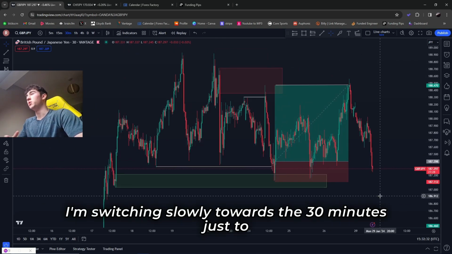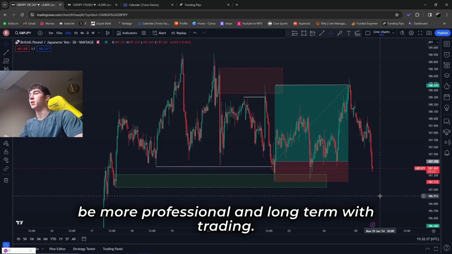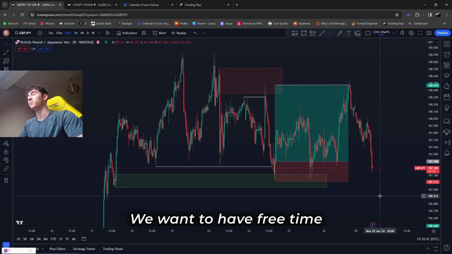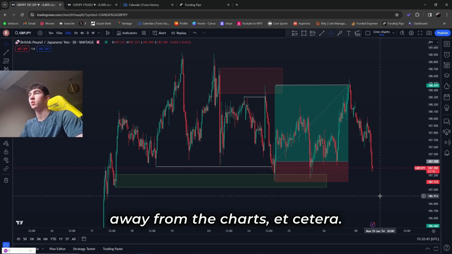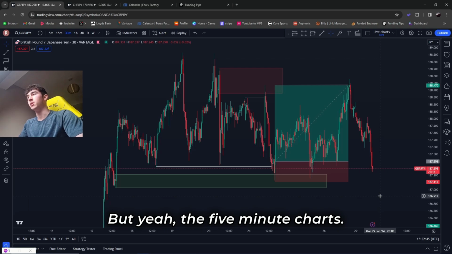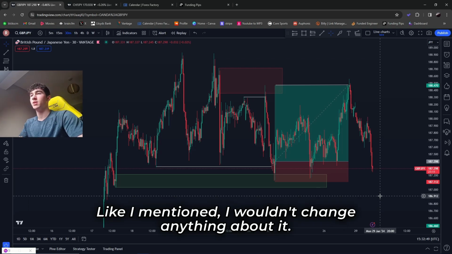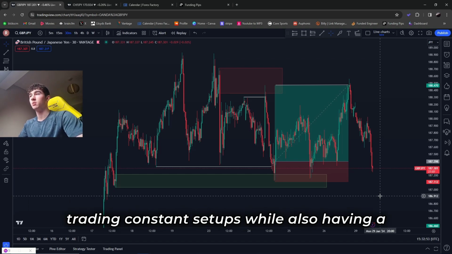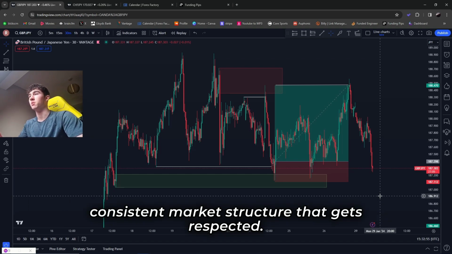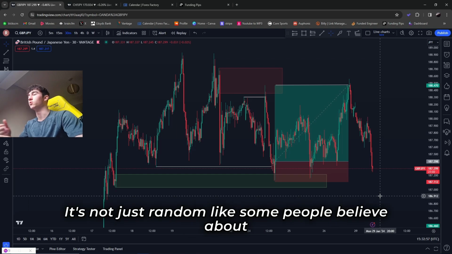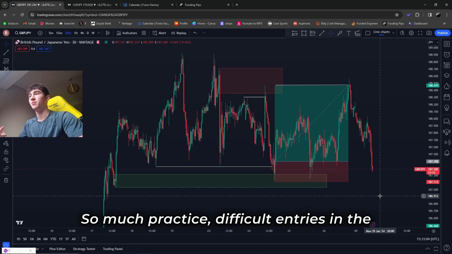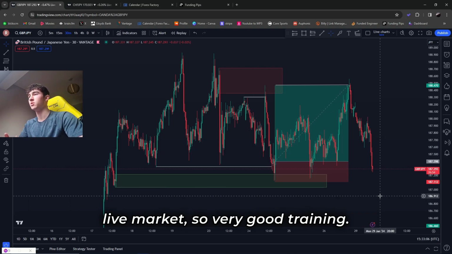I'm switching slowly towards the 30-minute just to be more professional and long-term with trading. And also, we started trading in the first place for freedom. We want to have free time away from the charts, etc. But yeah, the 5-minute charts, like I mentioned, I wouldn't change anything about it. It's been the best place to learn trading: constant setups, while also having a consistent market structure that gets respected. It's not just random, like some people believe about the lower time frames. Setups all the time, so much practice, difficult entries in the live market, so very good training.